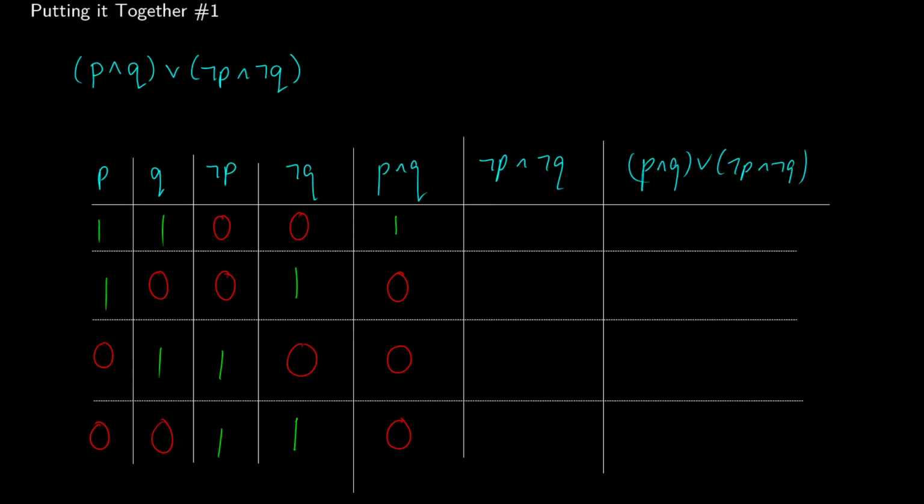Now we'll do not P and not Q. So this time we're taking a look at these 2 columns and putting them together with the conjunction. So in the first row, not P is false, so the conjunction will be false. In the second row, not P is false, so the conjunction will be false. In the third row, not Q is false, so the conjunction will be false. But in the fourth row, not P is true, not Q is true, therefore the conjunction of those is true as well.